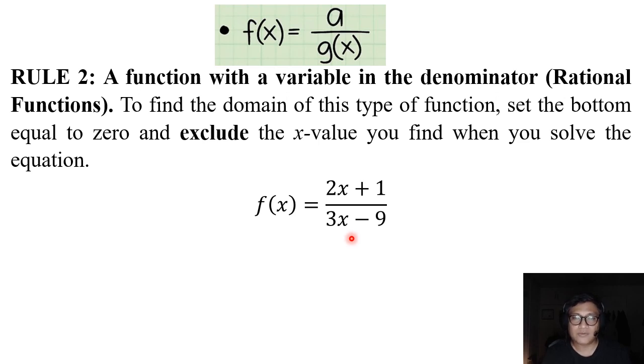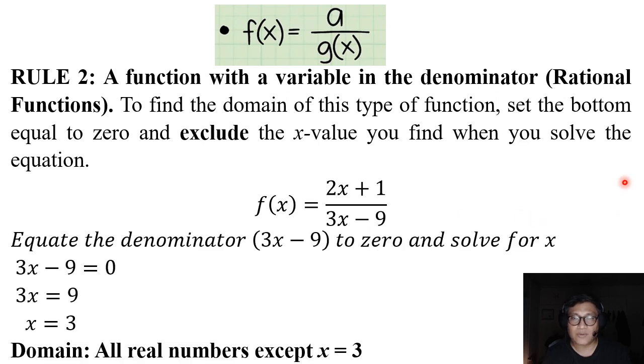So first, we take the denominator of 3x minus 9 and we equate this to 0. So we have here 3x minus 9 equals 0. Then we solve for x. So we transpose negative 9 to the other side to become positive 9. Then we divide both sides of the equation by 3. Then your x is equal to 3.